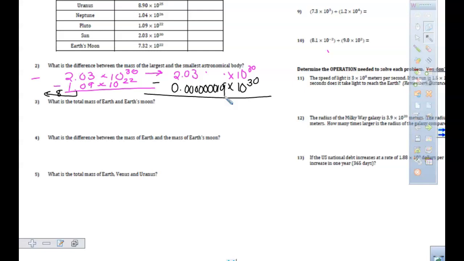Now, if I take 2.03 minus 0.0000109, it's really close to what? Like if I was going to approximate it, what is it approximately equal to? 2.02999999, right? But that's almost a 2 and then all these 9s behind it, 999, something like that, times 10 to the 30th.